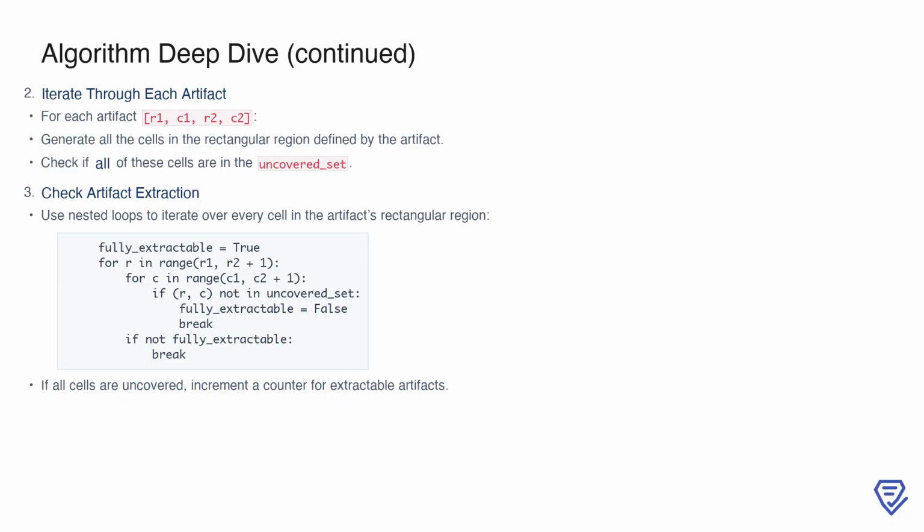To do this, we use nested loops. For each row and column within the artifact's bounds, we verify if the cell exists in the uncovered set. If we find even one cell that is not uncovered, we immediately stop checking further and mark the artifact as not extractable. This early exit reduces unnecessary computations. If all cells are verified to be uncovered, we increment our counter for extractable artifacts. This process ensures that we systematically evaluate each artifact based on the given conditions.